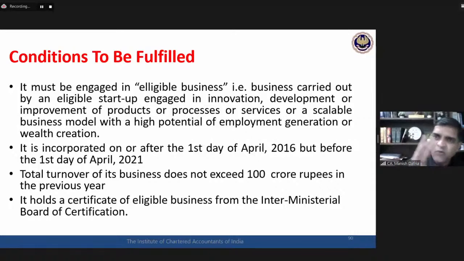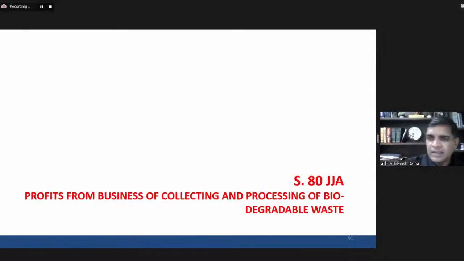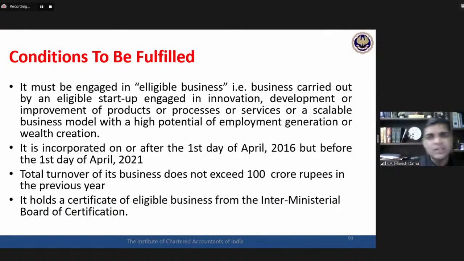So these are four further conditions which are required to be fulfilled by any startup for claiming this exemption under section 80 IAC. Okay. So now we can develop a complete picture of this 80 IAC. What is the requirement? I should be an eligible startup that is certified by this government board. Then I can claim this exemption under this section.